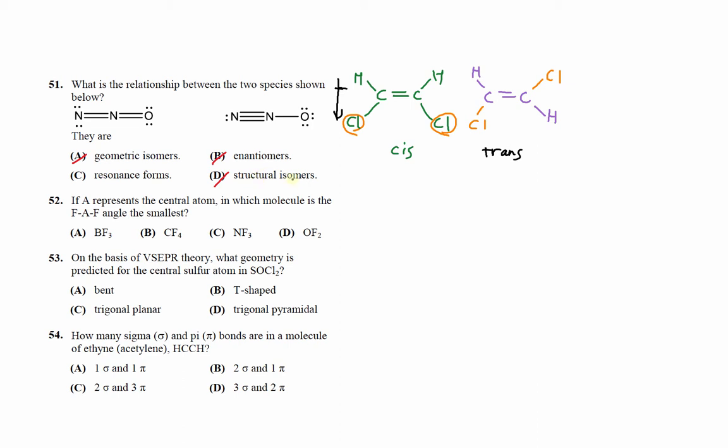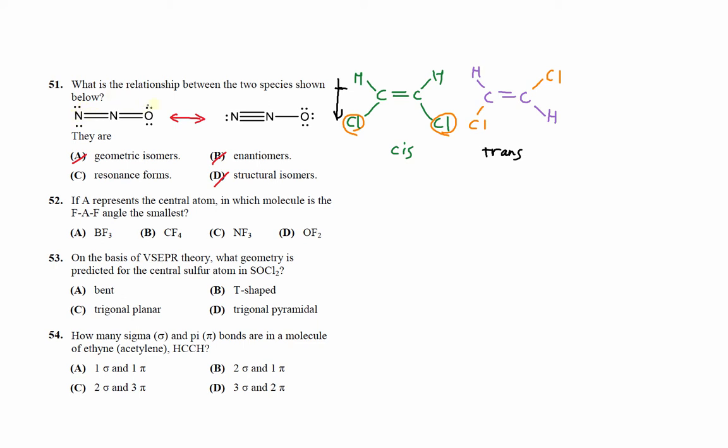And then the structural isomers are the most simple. They have the same chemical formula, but the atoms are arranged in different order. So that's the structural isomers. Now this is specifically resonance, because we don't change the order of atoms. It's just that a pair of electrons is moving around. So let me demonstrate that.